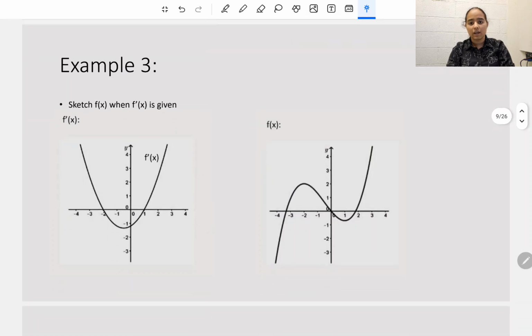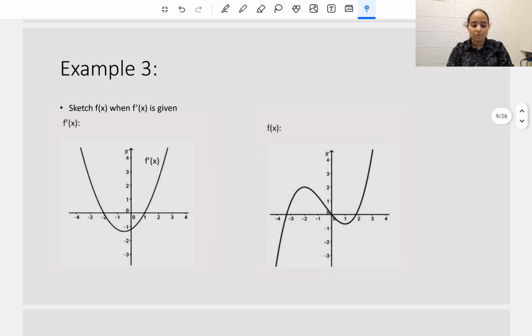Now, let's look at example 3. Sketch f of x when f prime x is given. As was stated before, if f prime x is positive, then the function is increasing. So, in this case, any interval above the x-axis, the function is increasing. Whereas, if f prime x is negative, any interval below the x-axis is decreasing. Therefore, we can write the intervals of increase and decrease for the function.